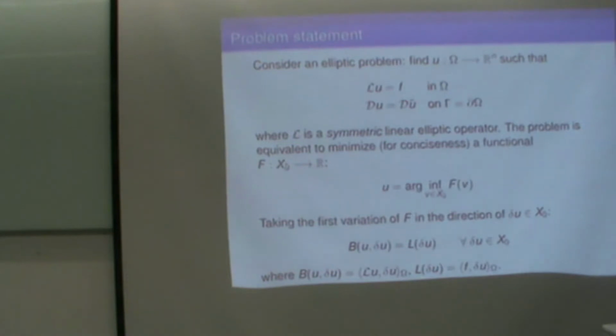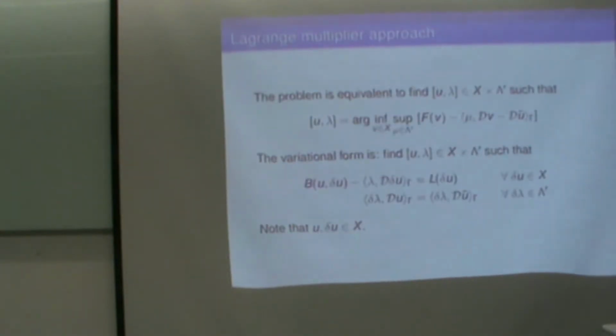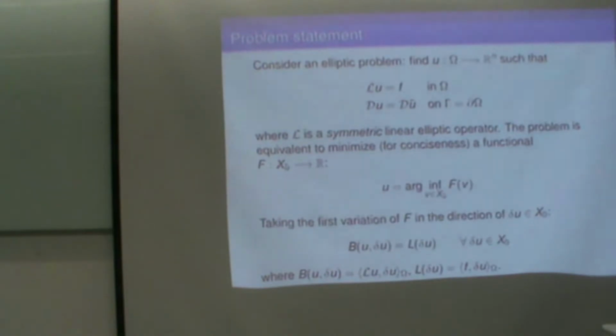And the bilinear form consists of a certain duality between L of u and the test function. Okay, so that's the abstract problem that we want to solve. One possibility is to impose the boundary conditions in a strong way. So we have to minimize that functional on the set of functions that satisfy the boundary condition u equal u bar. So that's what that x u bar means.